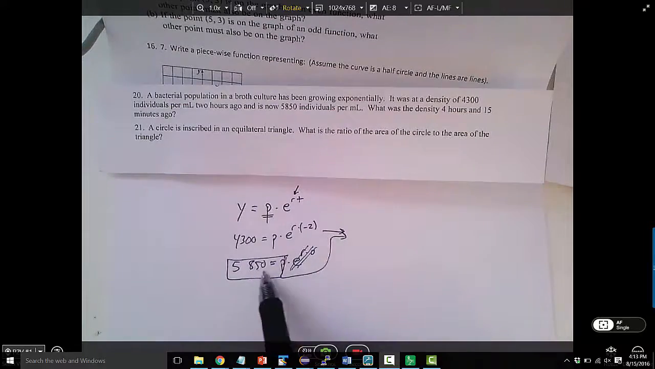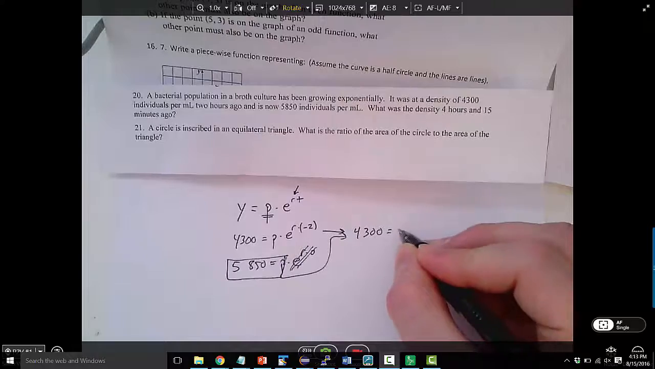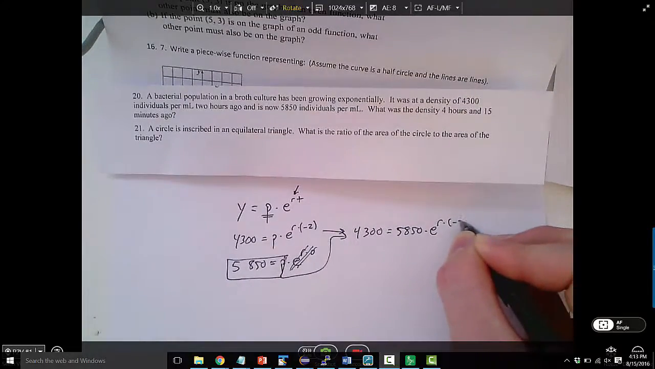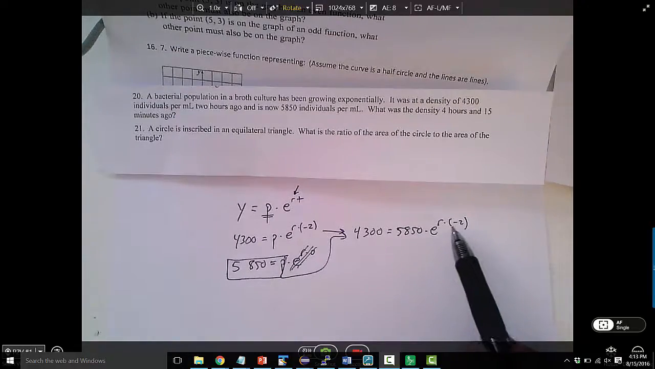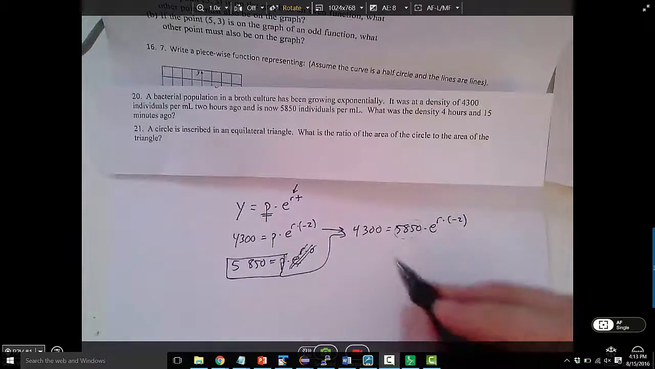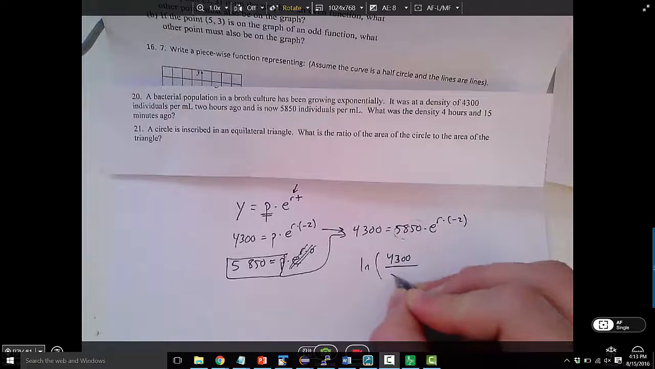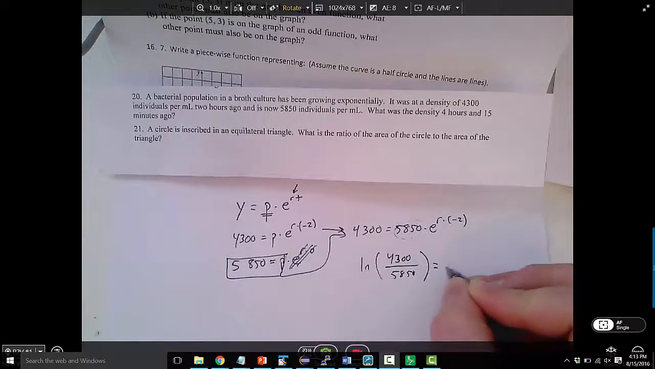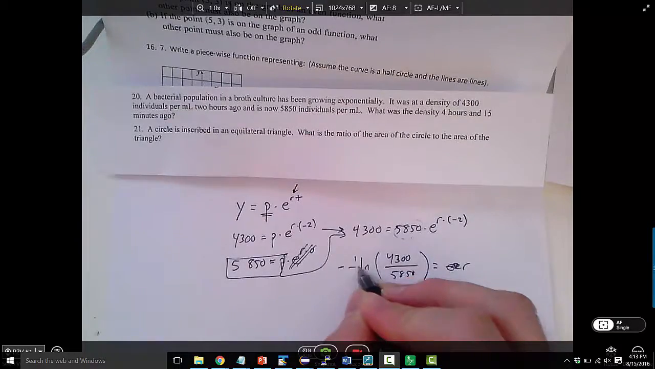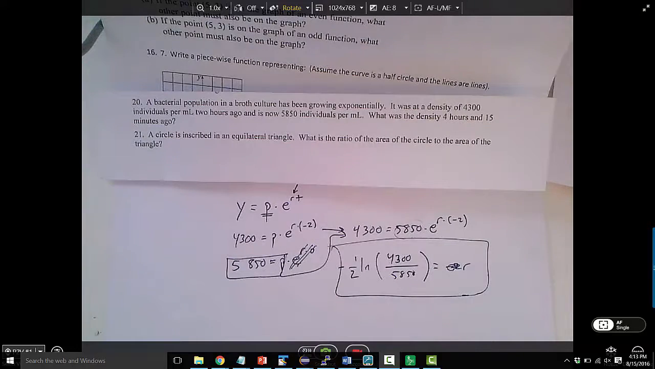So that means I can plug this value in for P in the other equation. So 4,300 equals 5850 times e to the r times -2. And now you can see I can very easily solve for the r value. If I divide both sides by 5850 and then take the natural logarithm, I've got natural log of 4,300 over 5850 equals -2r. Just divide by -2 on both sides, and now I've got my r value. You could use a calculator to figure out what that was.